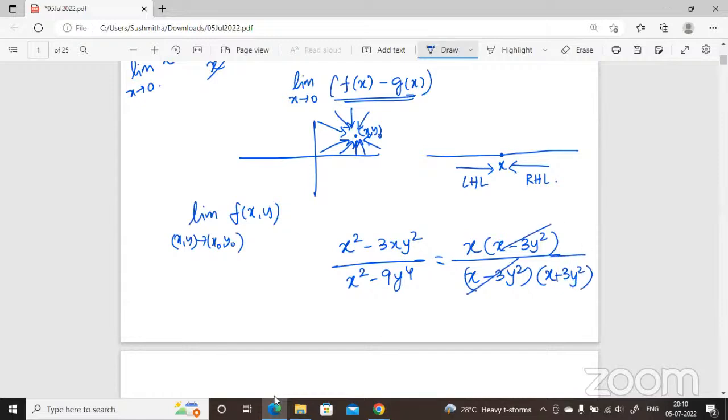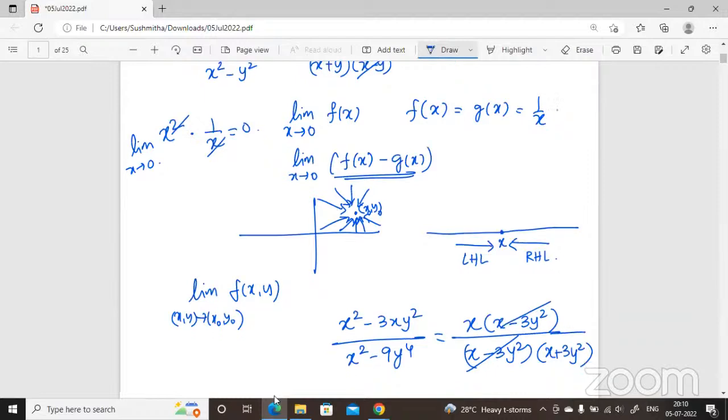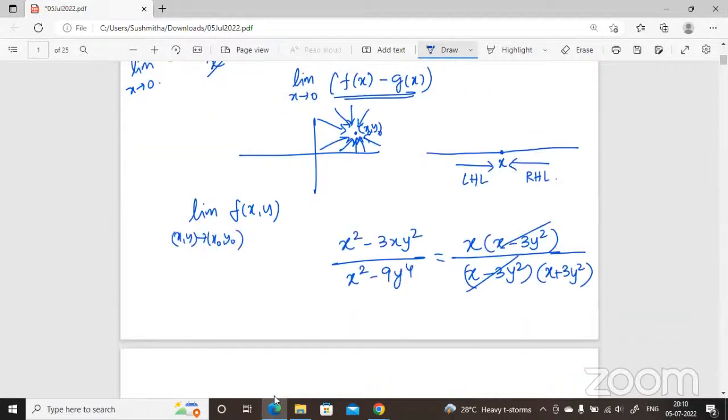Now is the denominator safe? Now there is no trouble, right? The troubling term was this x minus 3y squared. That's gone. So now you apply the limit. In any case, just like this x squared and 1 by x, you need to reduce it to the simplest form and then substitute the values, and you will get the value of the limit.